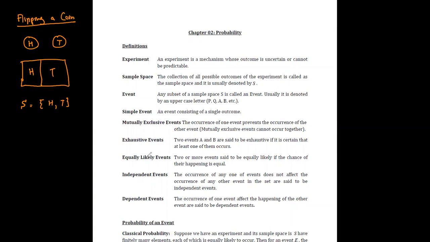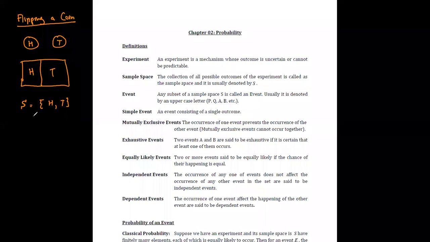The next thing is equally likely events. If we have two or more events which have the same chance of occurring, then such events are said to be equally likely events. Two or more events are said to be equally likely if the chance of their happening is equal.